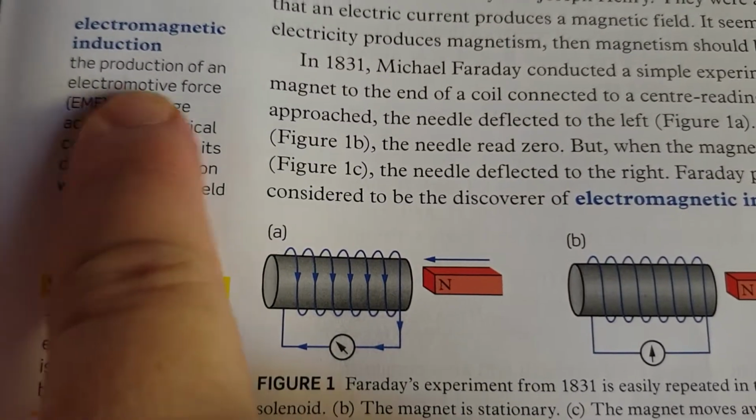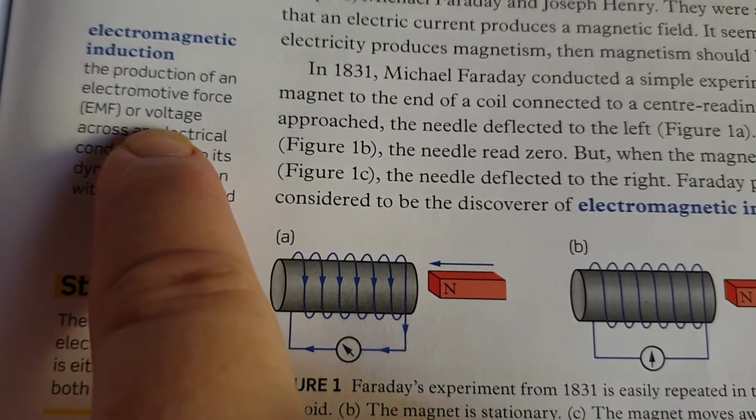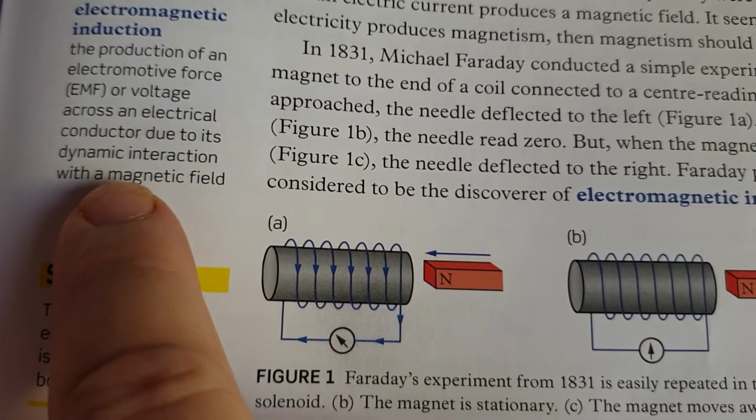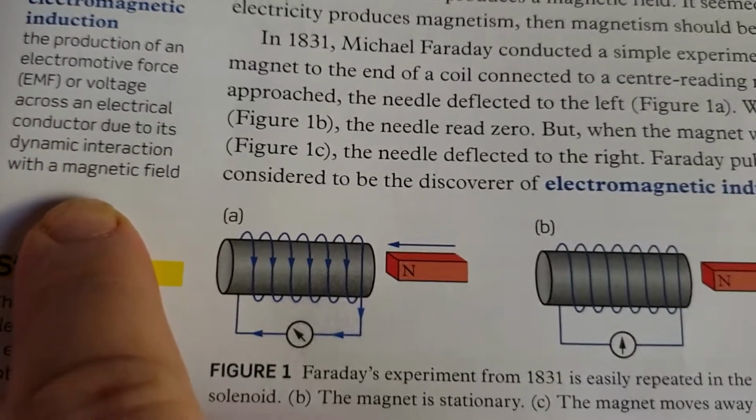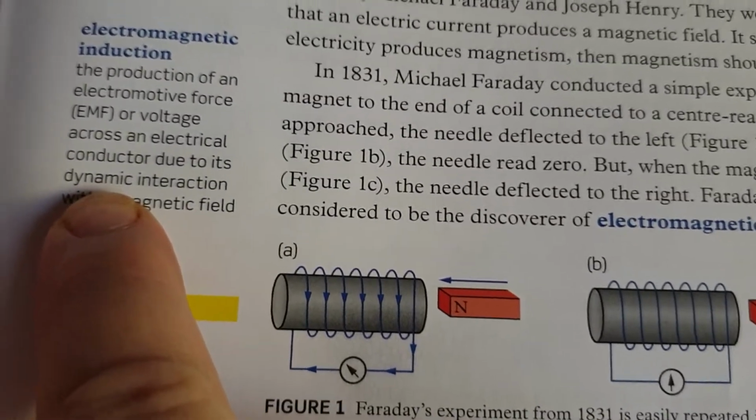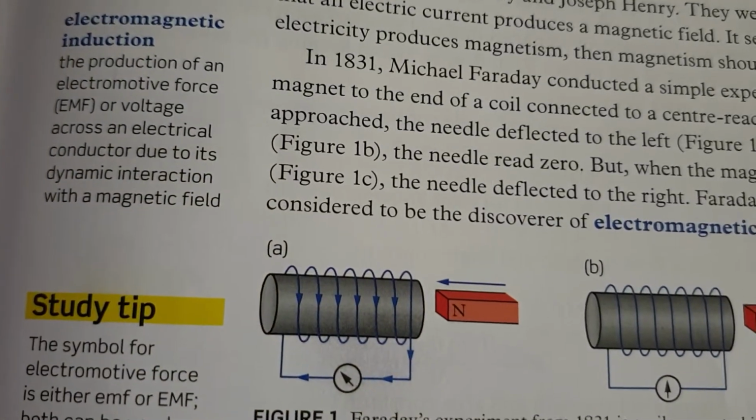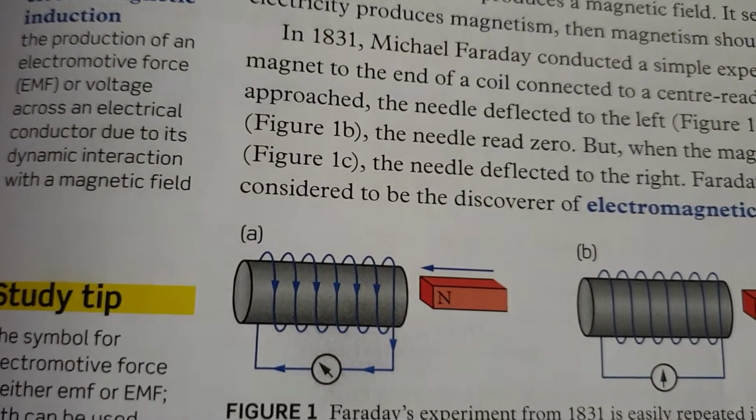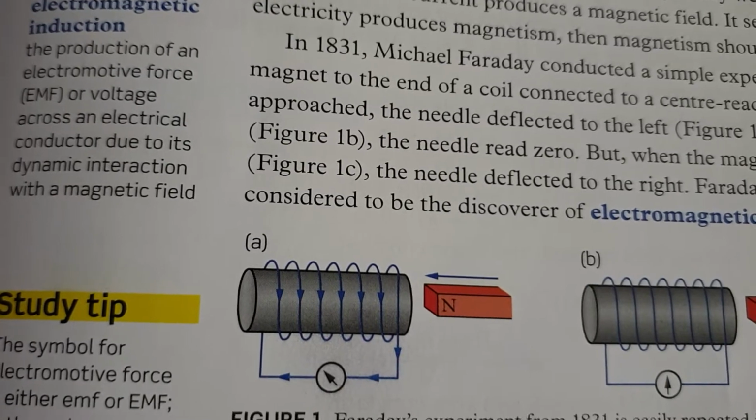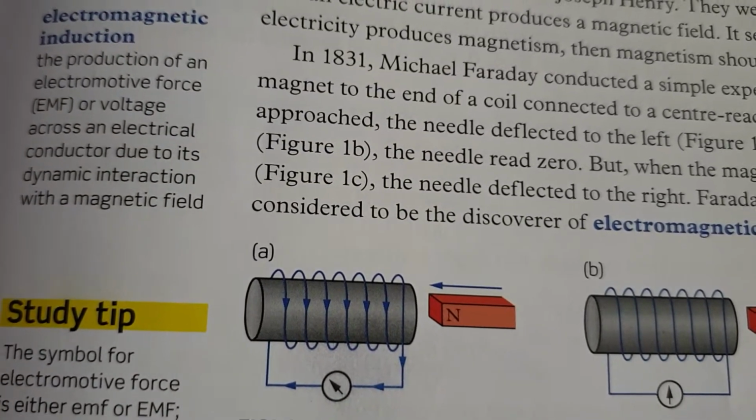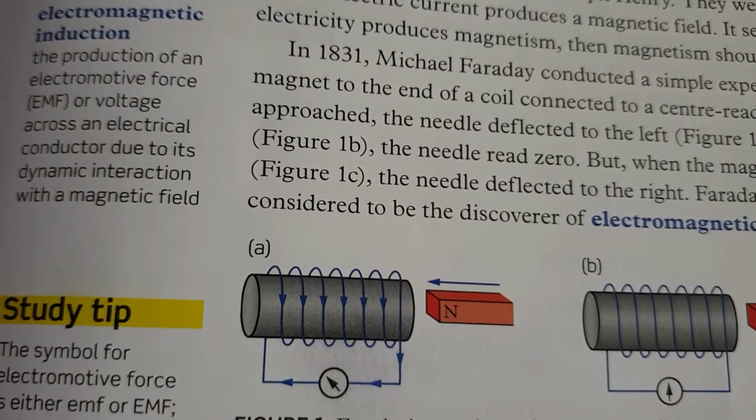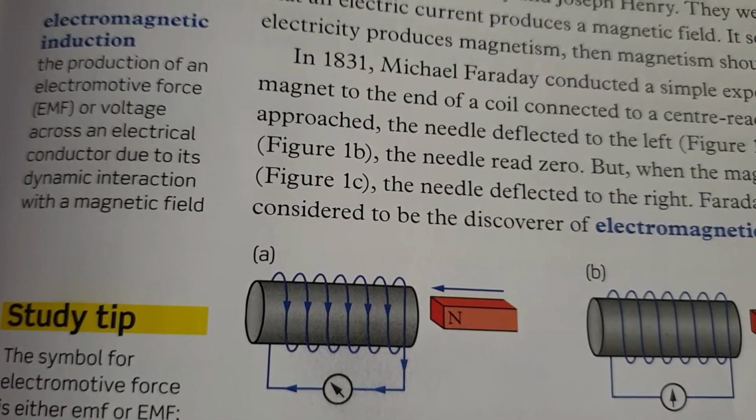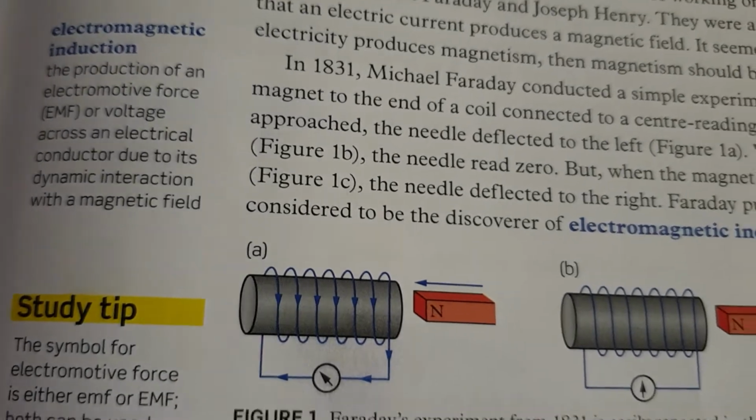So it's the production of an electromotive force or voltage across an electrical conductor due to its dynamic interaction with a magnetic field. Now, the key here is the word dynamic. You have to have movement. Either the magnetic field has got to be moved, so you're moving the magnet around, or you've got to move the coil of wire around so that the flux, the magnetic field lines, are changing. When there's no change, there's no EMF produced.